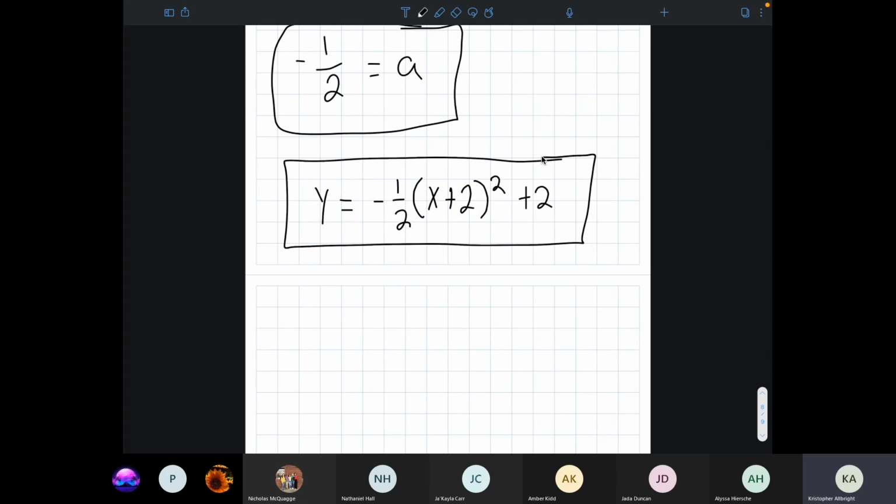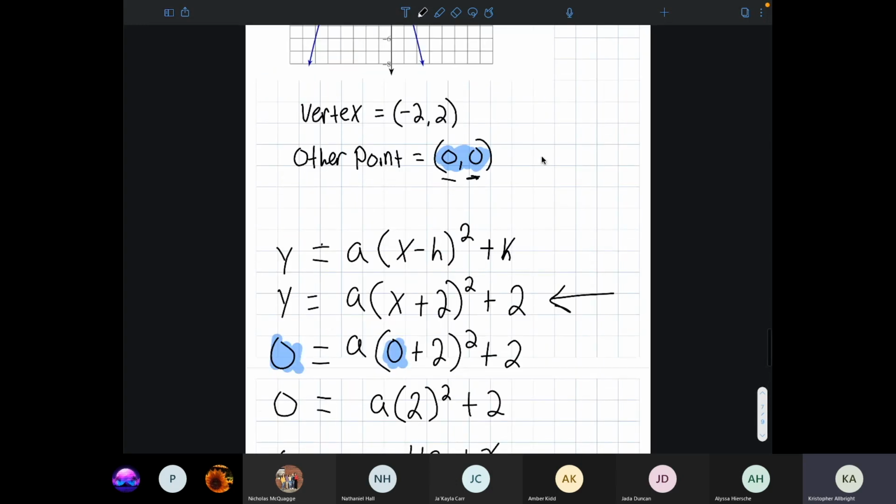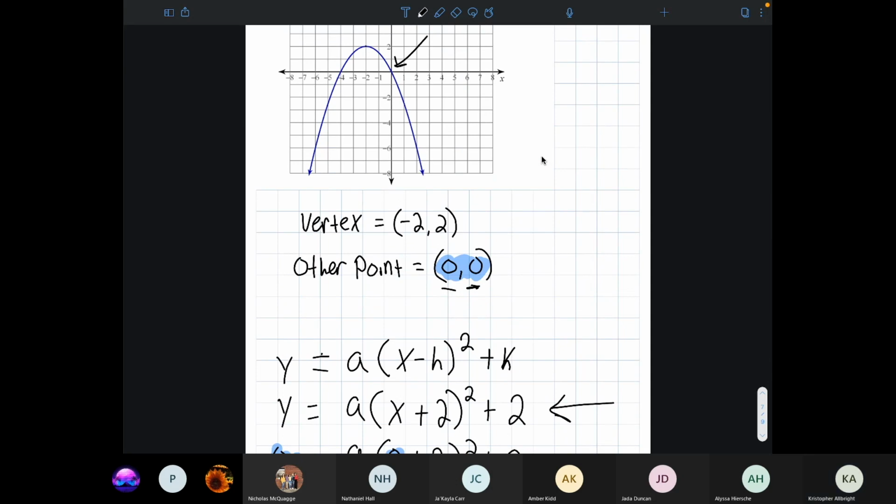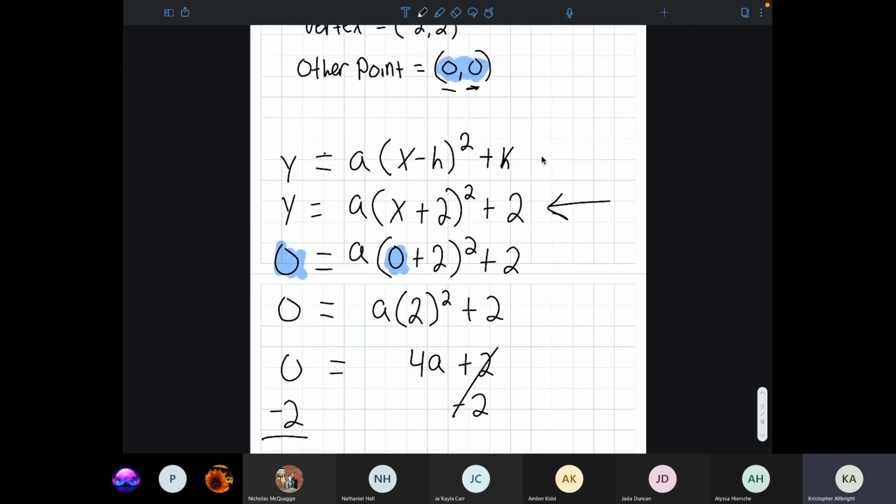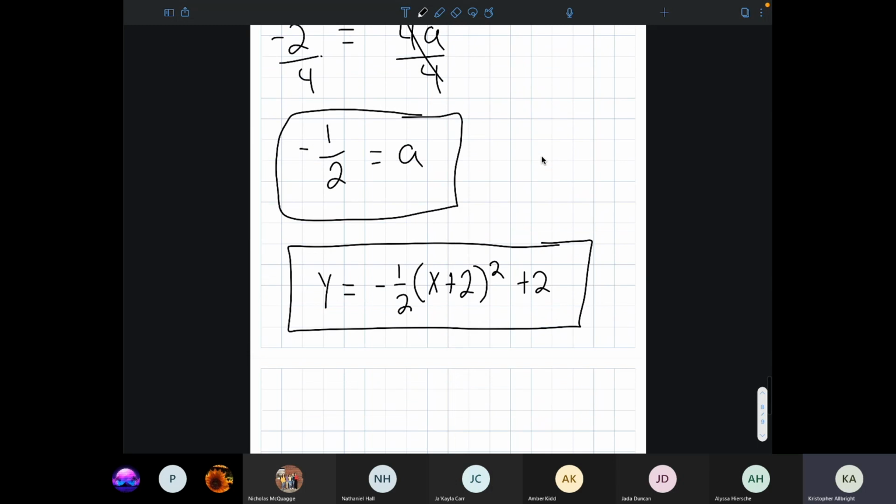So all this takes is plugging in, finding the vertex, finding another point. All right, I'm sorry, guys. I will go back to the answer and I will leave it there. Thank you. There you go.